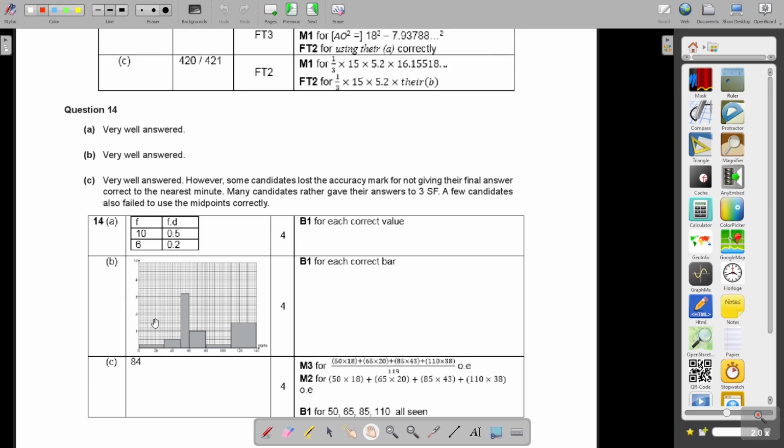Okay, so we are just here. The 10 and the 0.5, the 6 and the 0.2, and then my different bars. We will now do the next one, and then we will come back to the examination report. Okay.